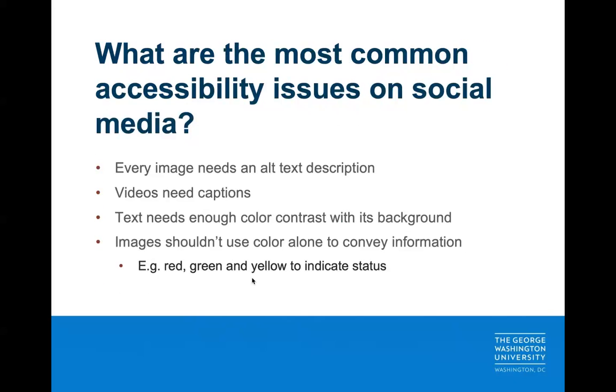So what are the most common accessibility issues on social media? Think about it. Social media is very image-based, so every image needs an alt-text description. Videos need captions. Text needs a lot of color contrast with its background. That's something you don't think about as often, but it's still important. And images shouldn't use color alone to convey information.